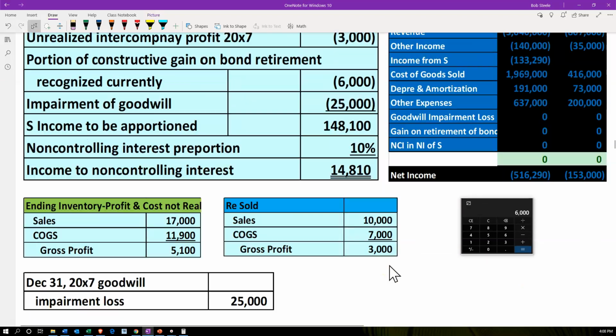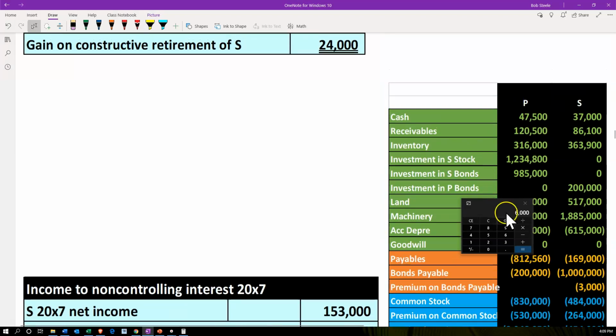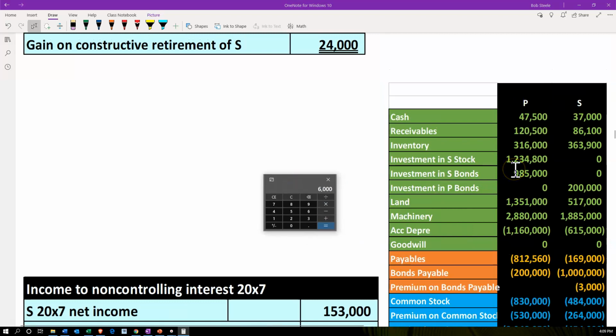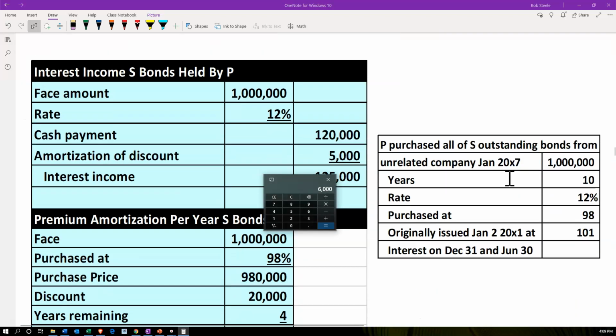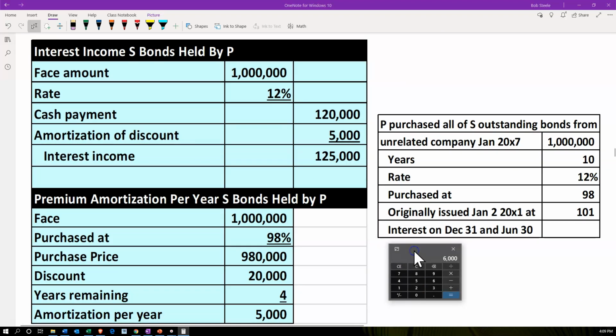Now let's scroll up to the trial balance real quick and see P's side of things. In the trial balance, they have the investment in S's bonds. It's currently on the books as of 2000 X7 as the 985,000. And then again, it needs to be going up. That's going to go up to the 1 million because they bought it at a discount. So that's going to increase by this amortization amount to the 1 million, which should be the face amount at the maturity of the bond. And then they're going to be receiving payment on it at the maturity value of the 1 million.